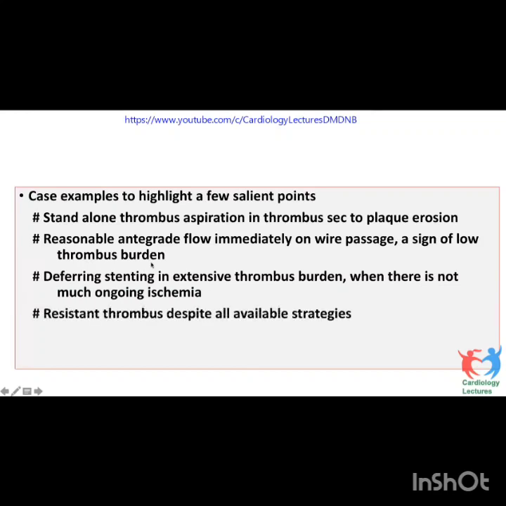And the fourth case taught us that resistant thrombus is always a possibility and an eventuality despite all the available strategies in a given patient. Not because of your fault, it is because of the thrombus being so extensive, particularly in an ectatic large vessel, which is very accommodative with the thrombus. The thrombus can be very recalcitrant, and that gives you a lot of problems.